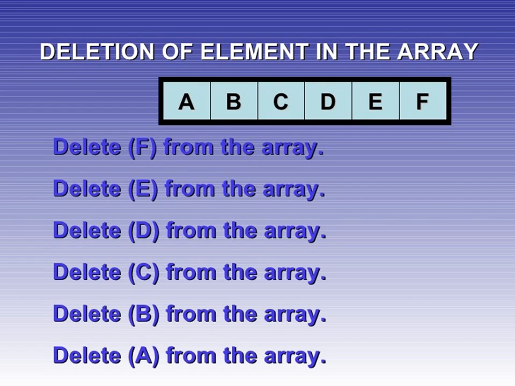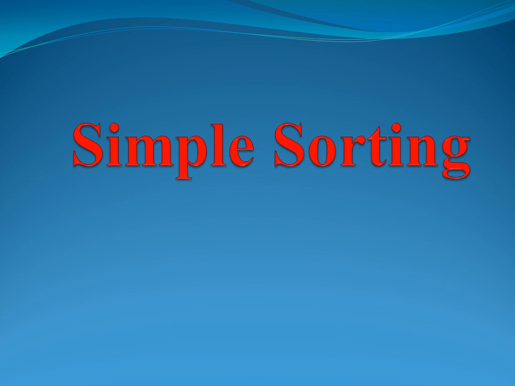So far I have discussed several operations which are performed on arrays. Searching completed, traversing completed, insertion completed, deletion completed. And the next remaining operation is sorting. Sorting is nothing but the process of arranging the elements in logical order, either ascending order or descending order.